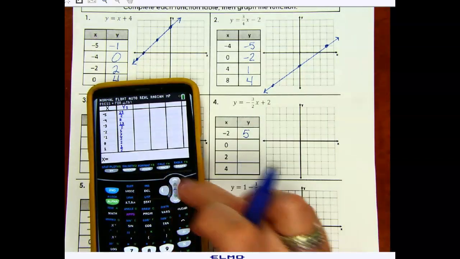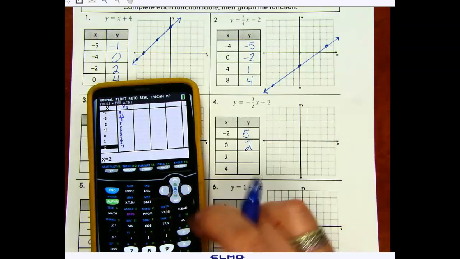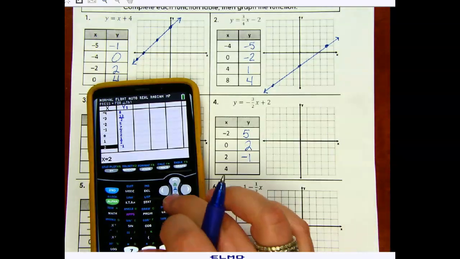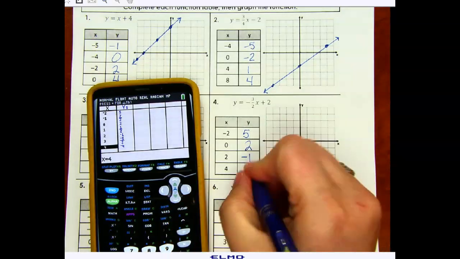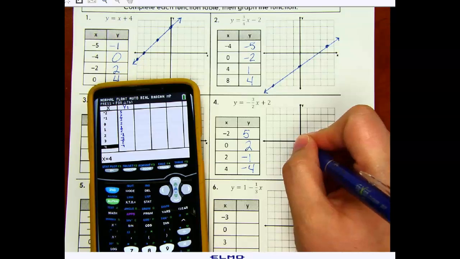I need 0, which is 2. I need 2, which is negative 1. You can see I'm highlighting those as I go. And then I need 4, which is negative 4. Then I'm going to plot those points. So I'm going to go negative 2, 5.